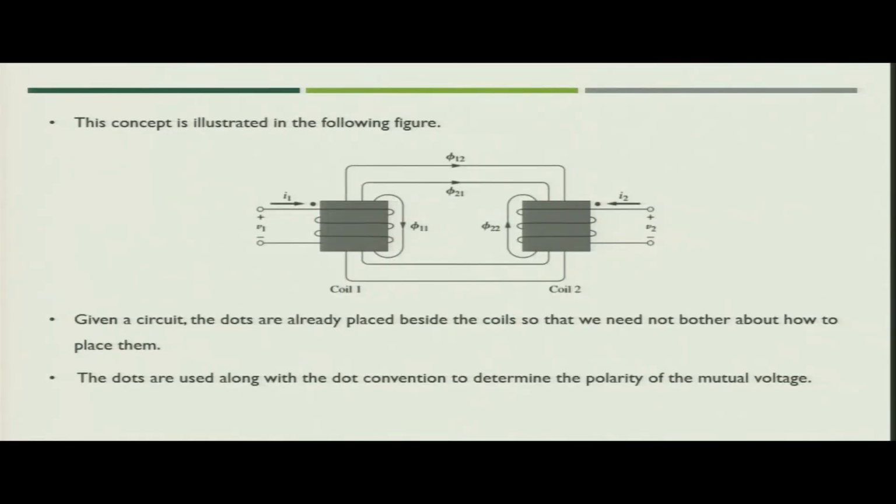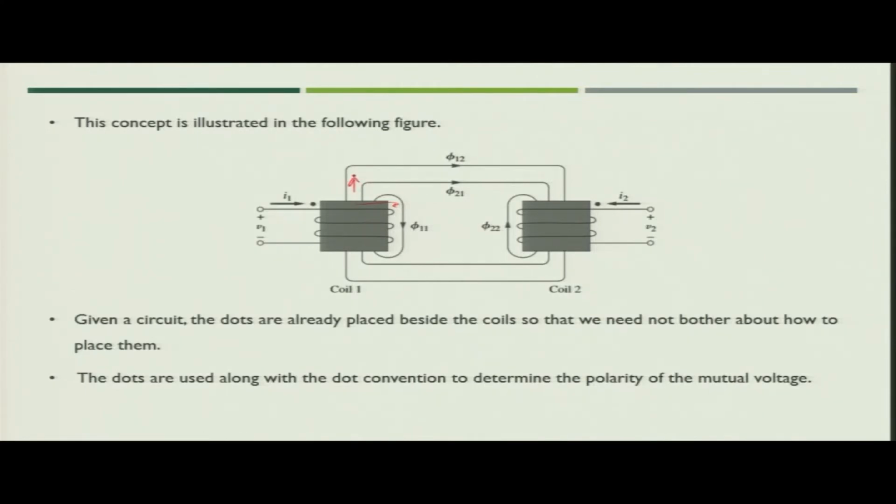Now, let us understand this particular concept with the help of this figure. Here, if you see, the current I1 is entering the dot. So, the orientation, if you see, the coil is wound like this. If you place a hand palm in such a way that it is completely curling the side of the coil, like if you place your hand and you curl your fingers the way the coil is wound, you will see that when you place your hand like this, your thumb will be in this direction.